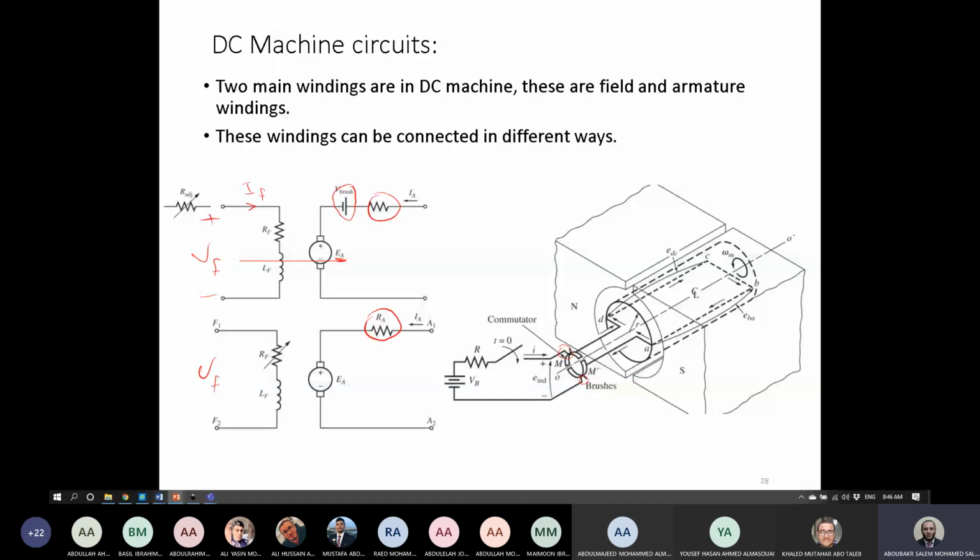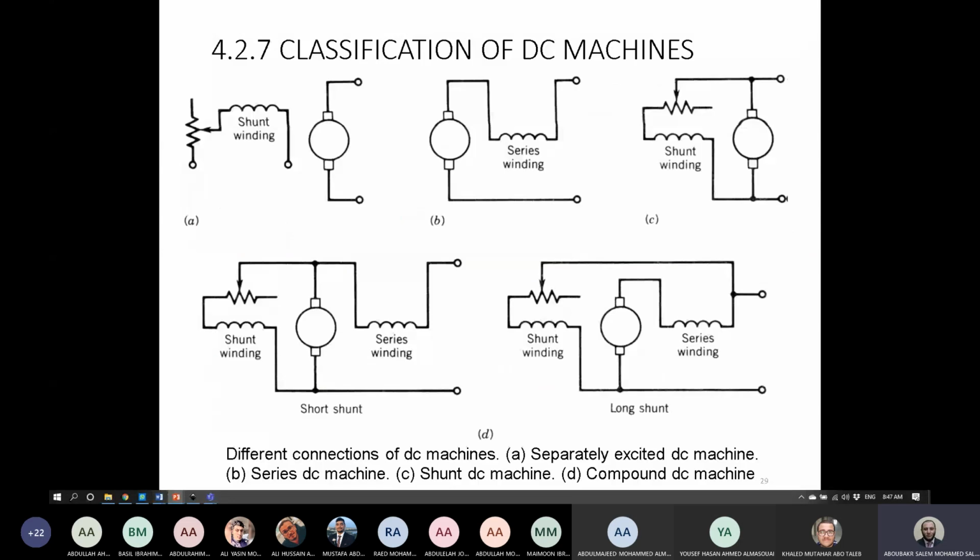Right, regarding the circuits, we can have many connections for these two circuits, shabab. As you can see, we need now supply for field and another supply for armature. Is it right, shabab? So we need two sources, one source for field and one source for armature. So we have many techniques used to connect between the two windings. These connections, as you can see here, we have many types of connections.